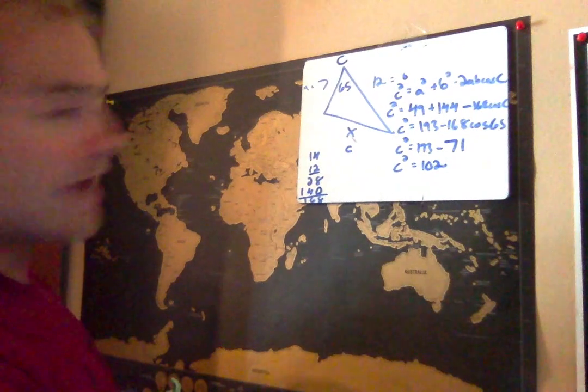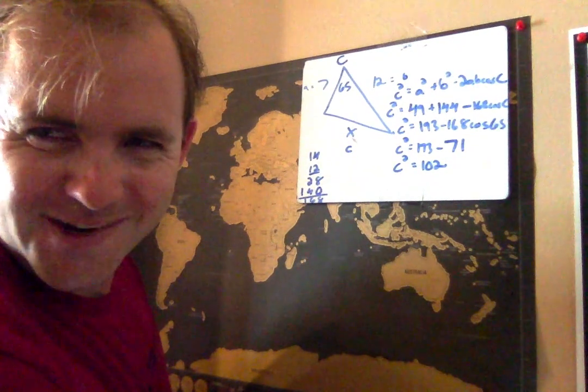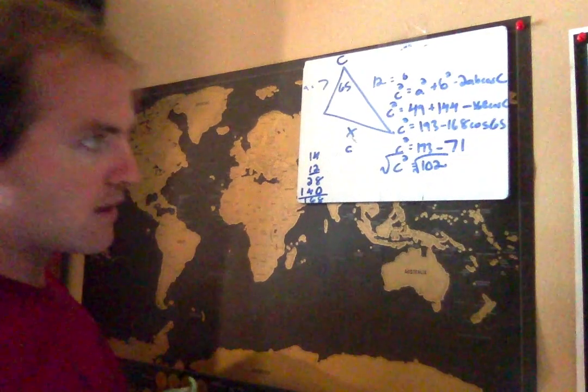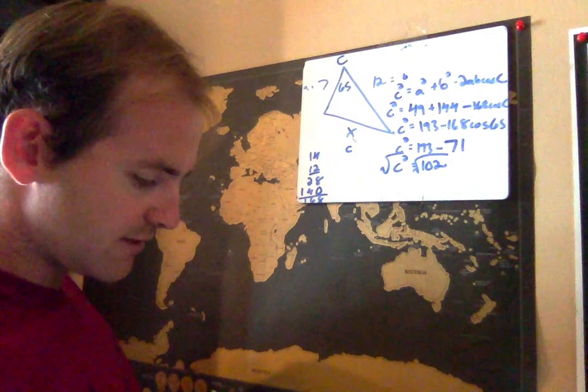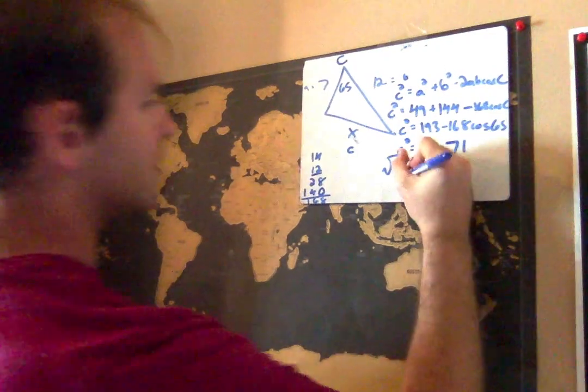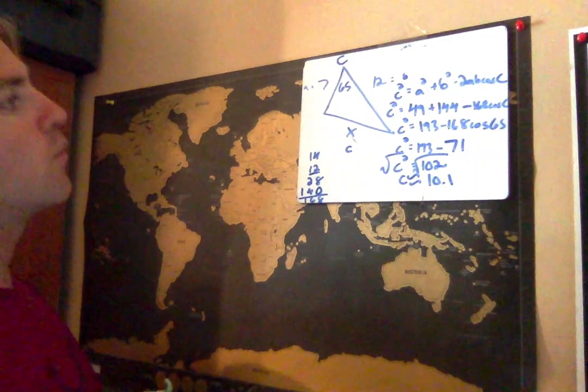And last question, how do I get rid of a square? What's the opposite of squaring? How many times have I asked that before? You take the square root. So in this case, the rad 102, let's see what that would be. That would be about 10.1. So C is around 10.1.